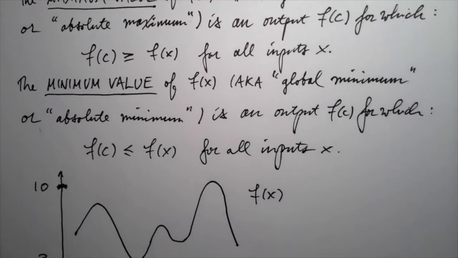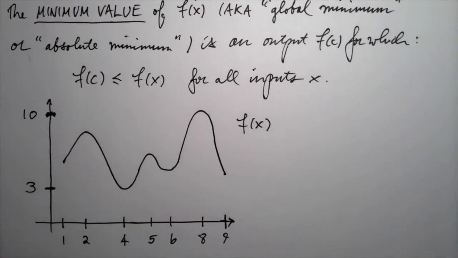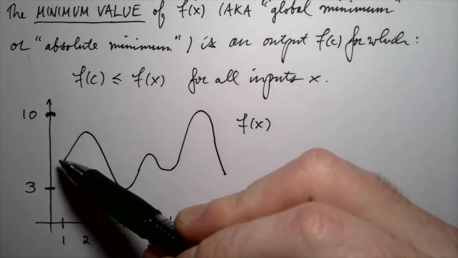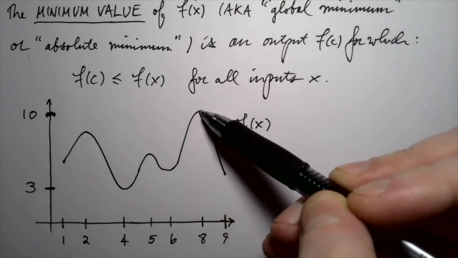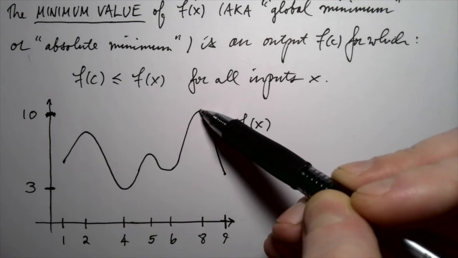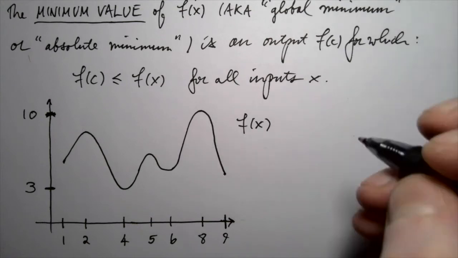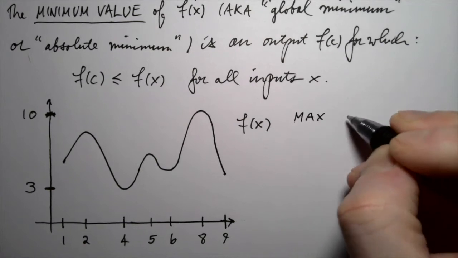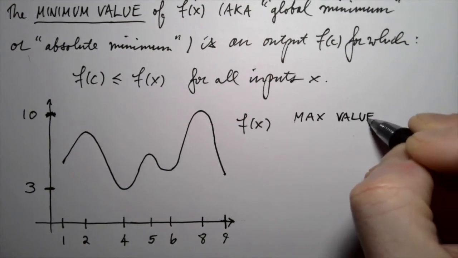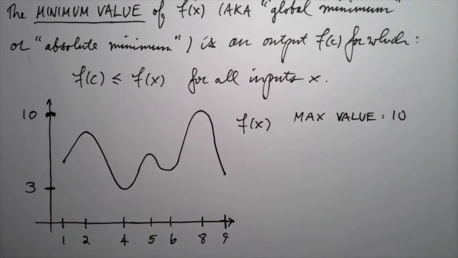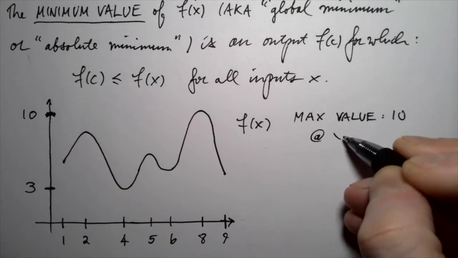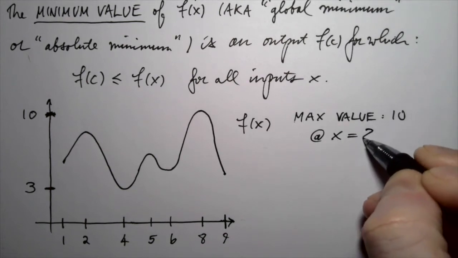So let's look at the graph of a function. Here's some f of x. What are its maximum and minimum values? Remember, the outputs are in the y direction. That's the vertical direction. So for the maximum, we see that this point right here is the largest, the highest value that the function obtains. So the maximum value is 10. That's the height here in the y direction. It's 10. And in this example, it occurs at the input x equals 8.